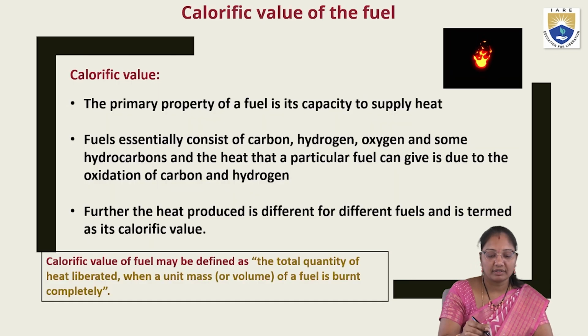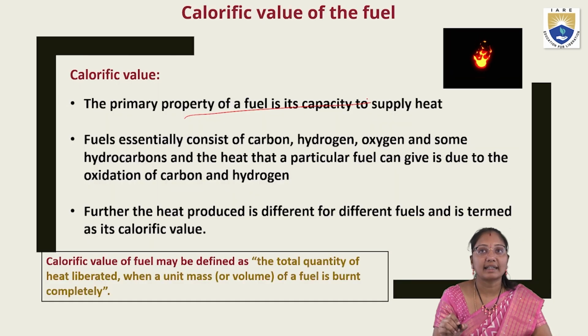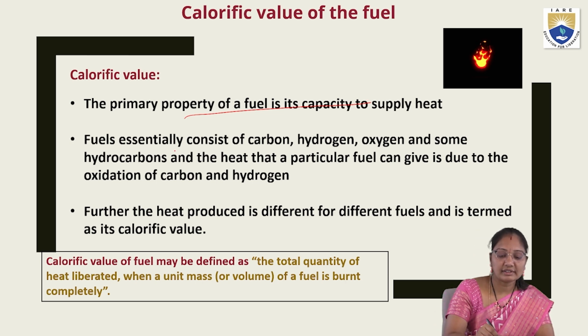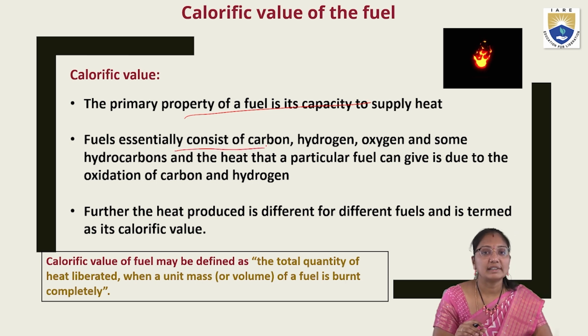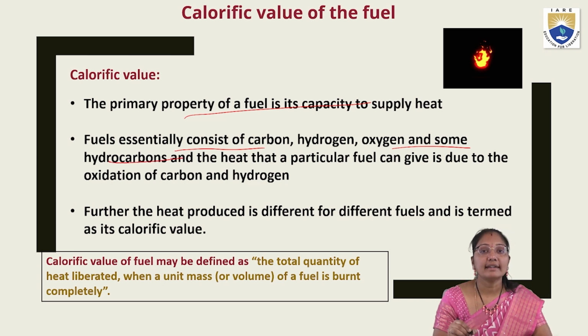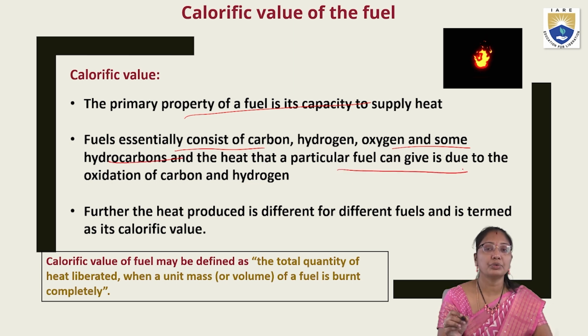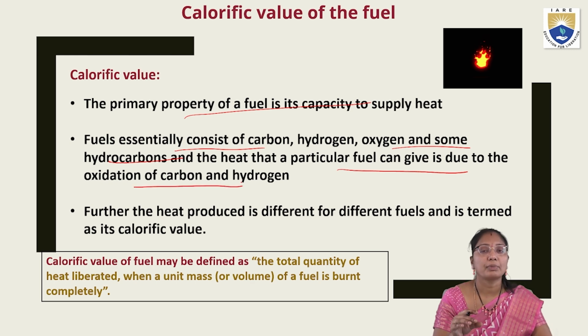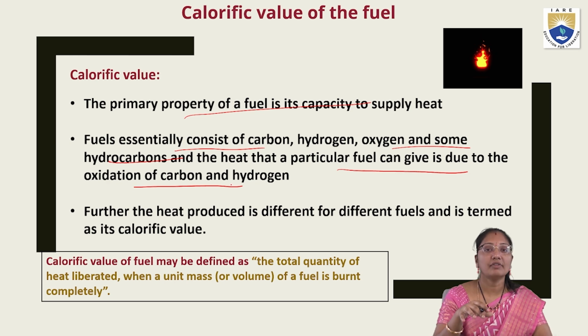The calorific value is the primary property of a fuel and its capacity to supply heat. Fuels are generally hydrocarbons. If you take wood or other organic substances like petroleum byproducts, they all contain hydrogen, carbon and oxygen and some hydrocarbons, and the heat that a particular fuel can give is due to the oxidation of carbon and hydrogen. So the heat produced from the fuel is due to oxidation. The oxidation of carbon and hydrogen gives the heat in the fuel.